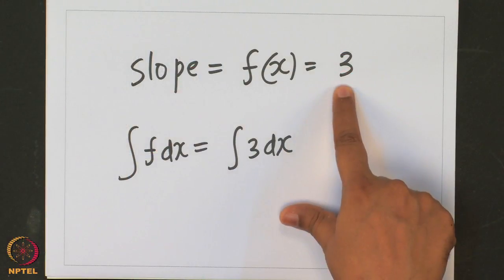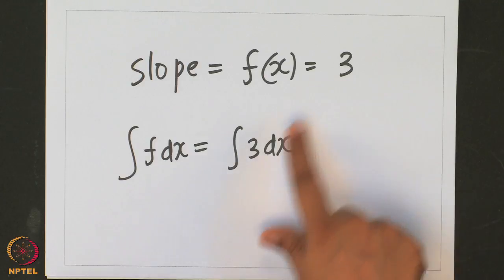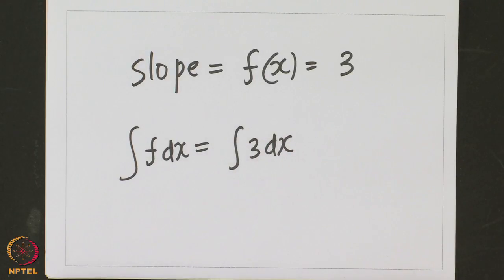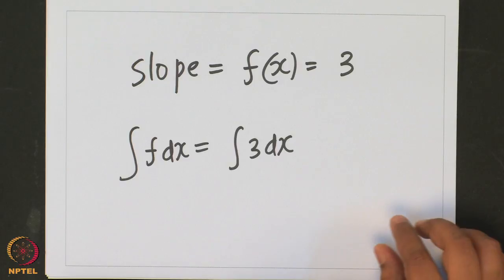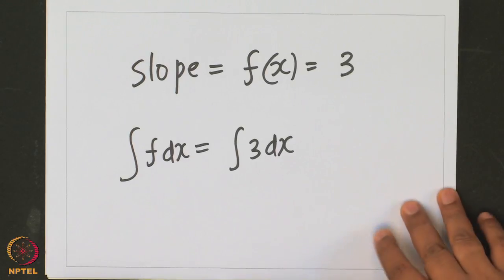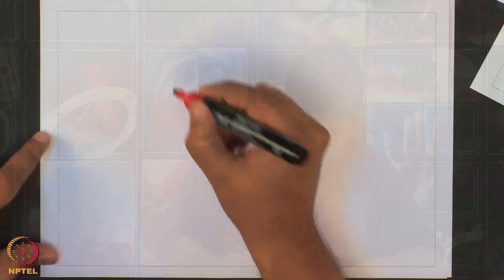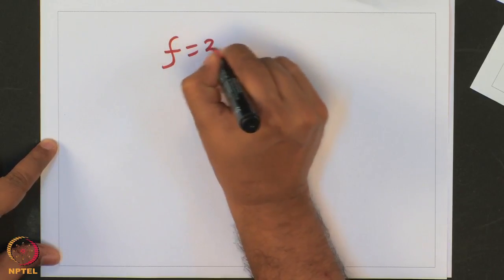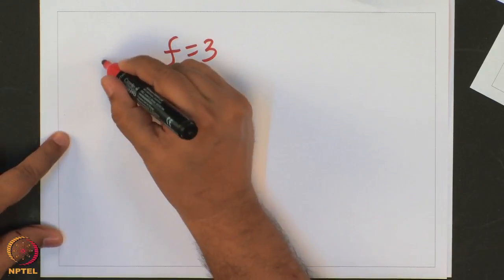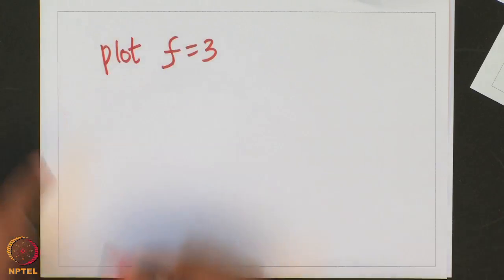Let us start with the same example, that you have this function or a slope which is 3. We want to calculate the integral of this function, 3 dx. We already know the answer to this. Now let us frame the same thing in a slightly different way. Let us take this function 3 as a plot. Let us plot f is equal to 3.